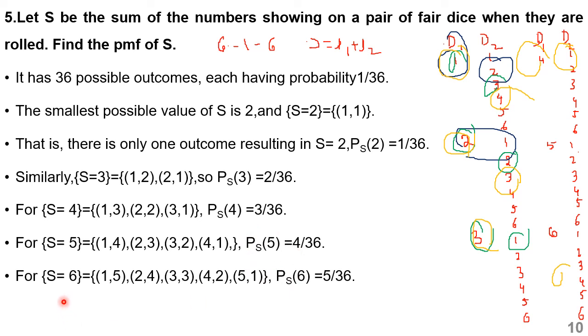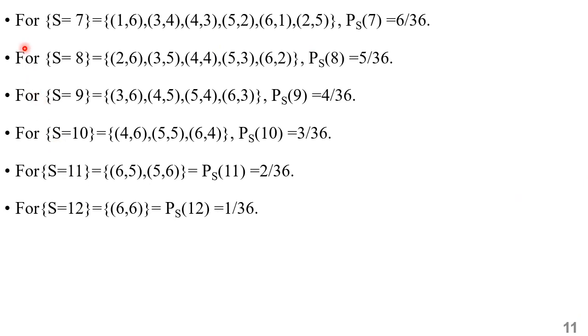The probability of getting sum as 6: the outcomes are (1, 5), (2, 4), (3, 3), (4, 2), (5, 1). So there are 5 possible outcomes, and therefore the probability of getting sum as 6 is 5 by 36. The same logic can be extended for X equal to 7. The sum should be equal to 7, and we can get 6 possible combinations: (1, 6), (2, 5), (3, 4), (4, 3), (5, 2), (6, 1). So P of S equal to 7 is 6 by 36.